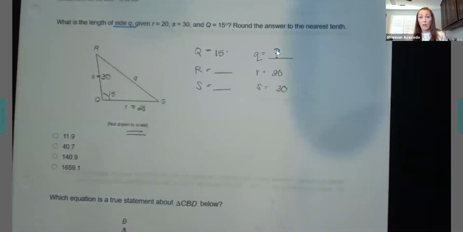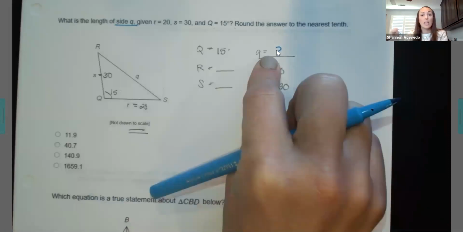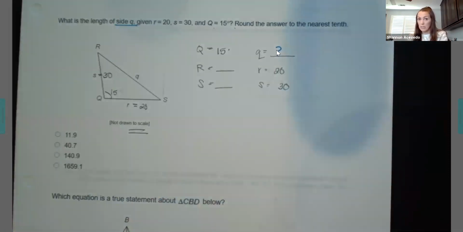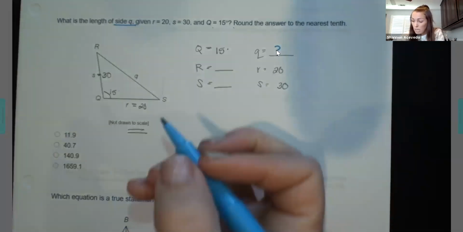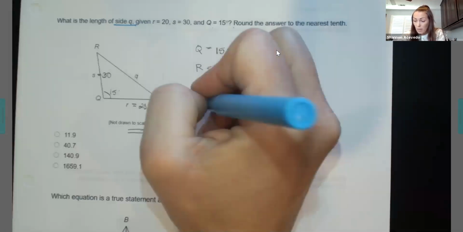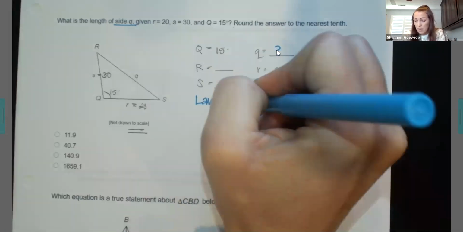And when I look here, I ask, do I use law of sines? Do I use law of cosines? I'm looking to see, do I have a full set or not? If I have a full set, so if I had an angle and the corresponding side, then I would want to use my law of sines. In this case, we don't have that. That means since there is no full set, this is going to be law of cosines.